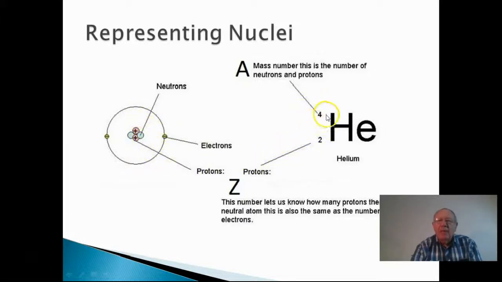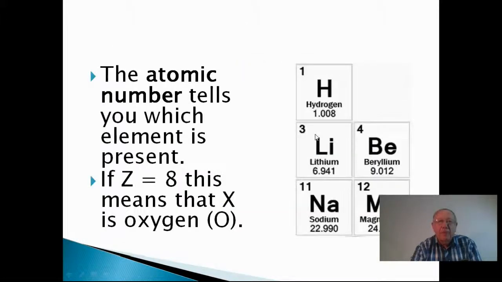Then we have this number here, and that number is called the mass number. And what that means is the total number of protons plus neutrons that are in the nucleus. Of course, that number of protons here also tells us the number of electrons, the negatively charged particles that are in the atom, that is, in the neutral atom.